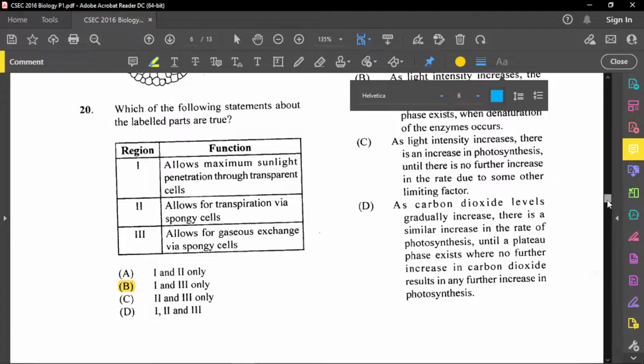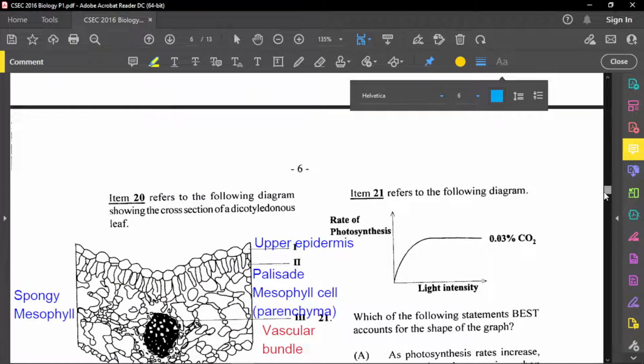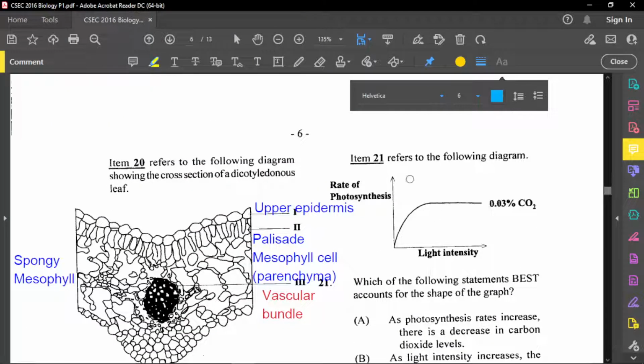Let's go to question number 21 real quick. It's kind of long. Refer to the following diagram right here. We have rate of photosynthesis, carbon dioxide in percentage, and light intensity. If you look at the shape of the graph, you notice that as light intensity increases, the rate of photosynthesis increases and then it plateaus. Which of the following statements best accounts for the shape of the graph?